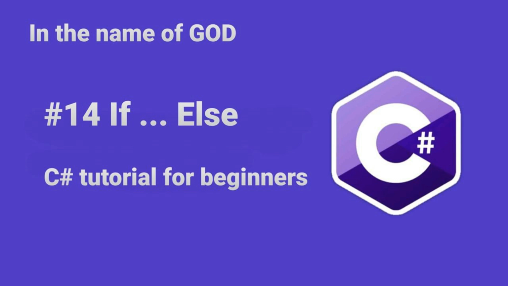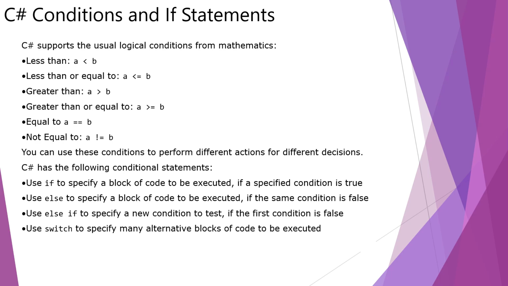Hello guys, in this part we learn about the if statement in C#. C# conditions and if statements. C# supports the usual logical conditions from mathematics: less than, less than or equal to, greater than, greater than or equal to, equal to, and not equal to. You can use these conditions to perform different actions for different decisions.